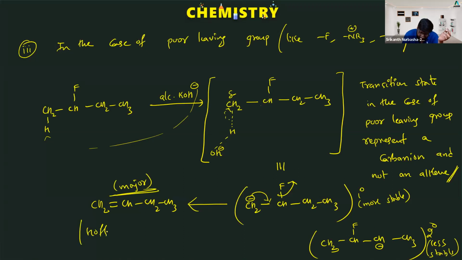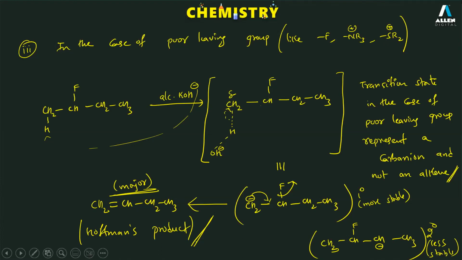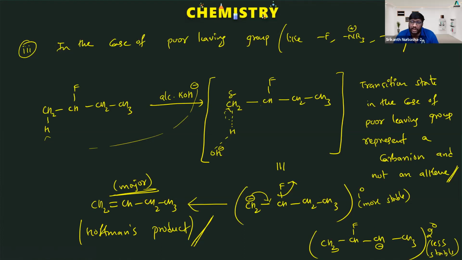Hoffman's product is major. Everyone got this or not? Yes, sir. Okay. The transient state in the case of E2 elimination looks like an alkene. The transient state in the case of E2 elimination, where you have a poor leaving group, looks like a carbanion system. And if it is a carbanion, you have to go with the more stable carbanion. We cannot say Hoffman's or Saitzef. That is the next other scenario.